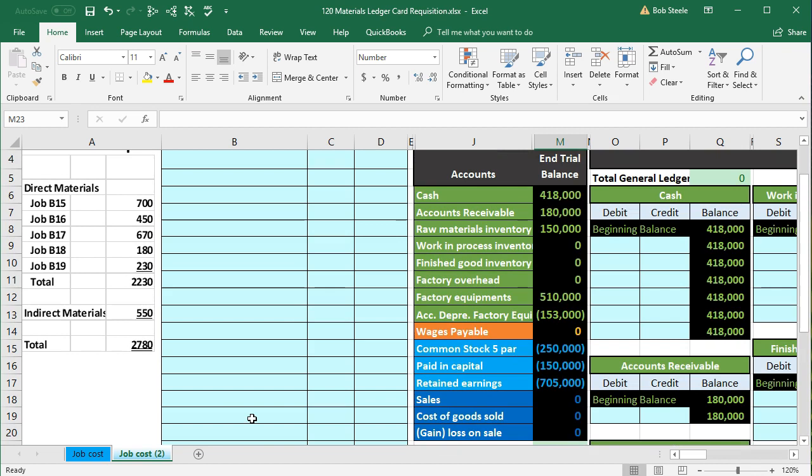Our focus here, of course, is going to be on the tracking of inventory through the job cost system. So we're going to be working up here in the work in process and the raw materials, finished goods, overhead as we work through this problem.